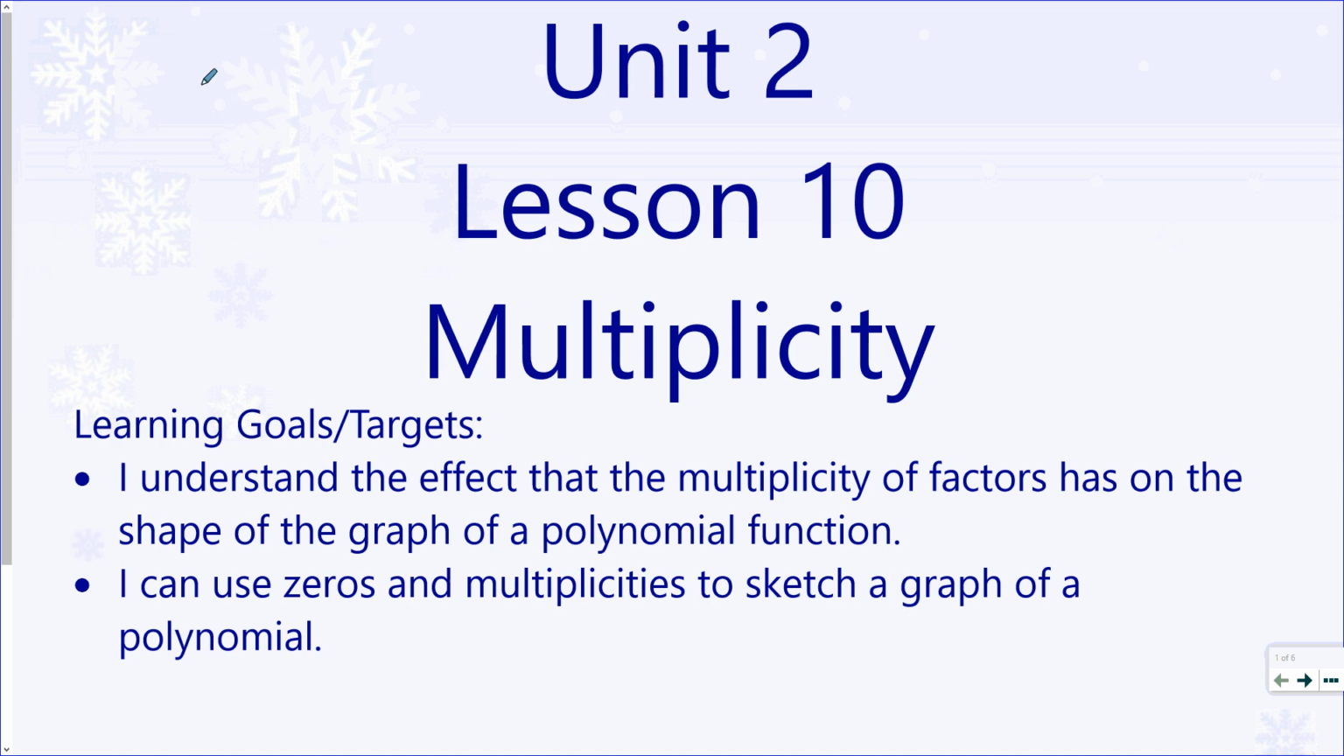All right, hello everyone. Welcome to our next lesson in polynomials. Lesson 10 this time. This one has to deal with something called multiplicity.